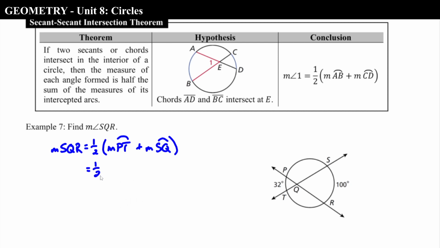Well, we know what those measures are. We have 32 plus 100. So we have 1/2 of 132. So the measure of, and this should be angle, let me correct that, measure of angle SQR is going to be 66 degrees.